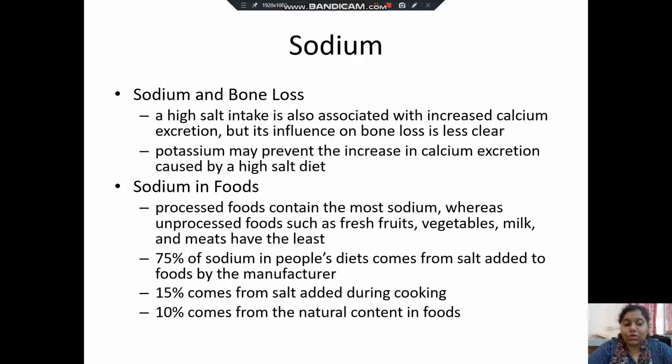Then sodium in foods. Processed foods contain the most sodium, whereas unprocessed foods such as fresh fruits, vegetables, milk, and meats have the least amount of sodium. 75% of sodium in people's diet comes from salt added to foods by the manufacturer. 10% comes from salt added during cooking, and 10% comes from the natural content in foods.